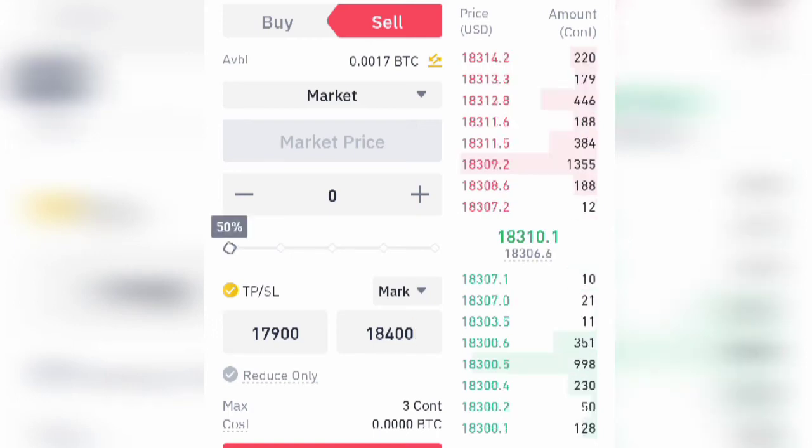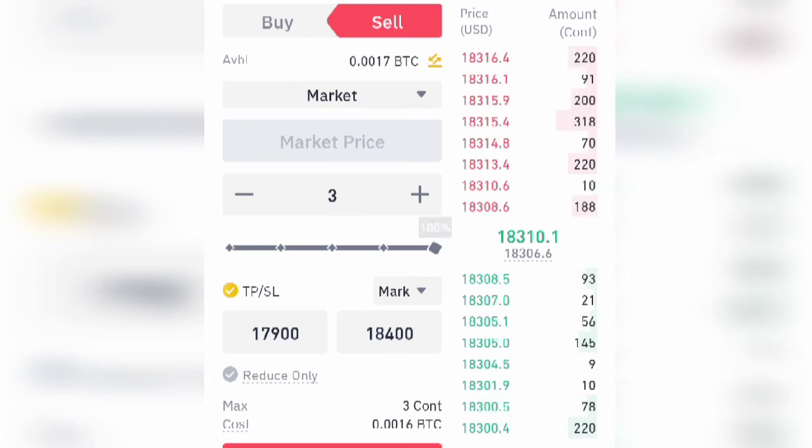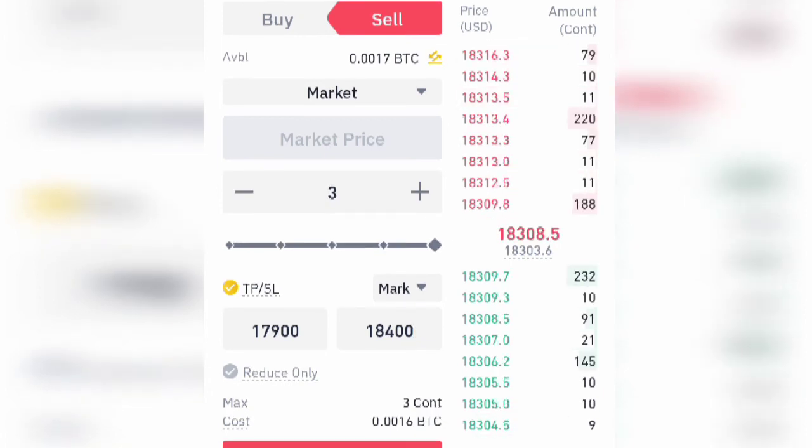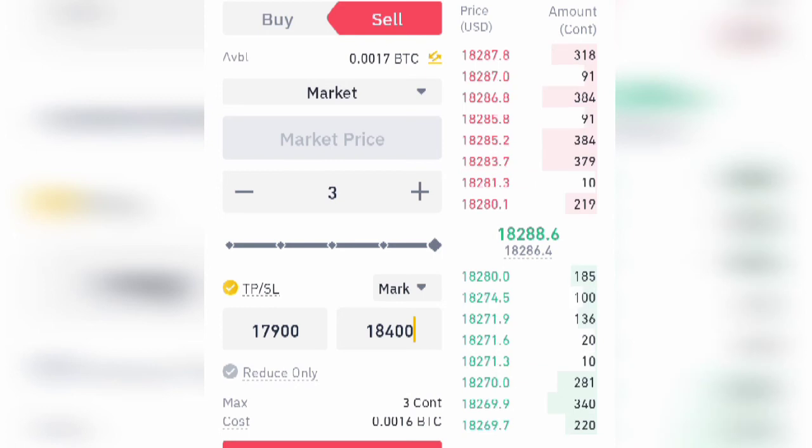So after doing that, you can now select the quantity that you want to trade with. You're going for 3 contracts. I have 0.0017 BTC here, and what I have can cover 0.016 BTC to enter the trade. So when I click sell short, it goes in. So I've entered this trade. Now let me go over this again.